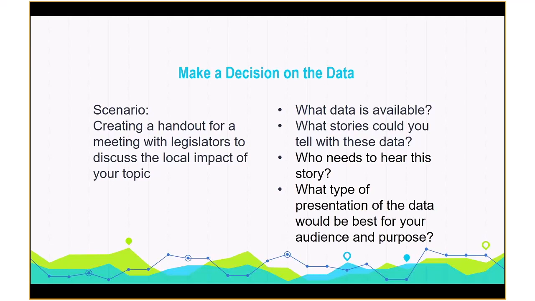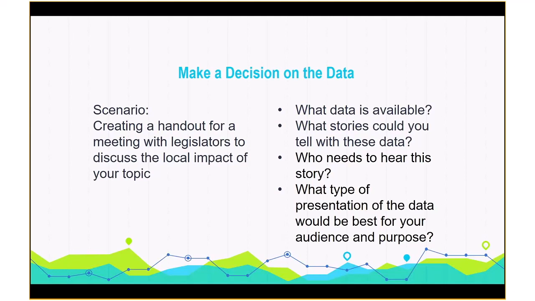Now that we have discussed why you would want to use secondary data and how you make a decision to select the data you're going to use and how to present that data, and since we've gone through a few different examples of websites and sources of data that are available to you, now we're going to discuss a few different scenarios. So the first is creating a handout for a meeting with legislators to discuss the local impact of your topic.